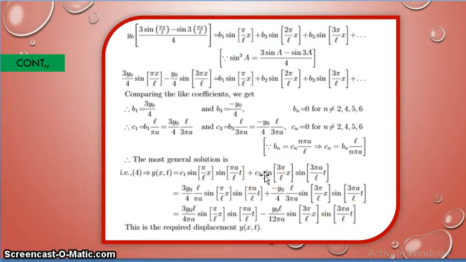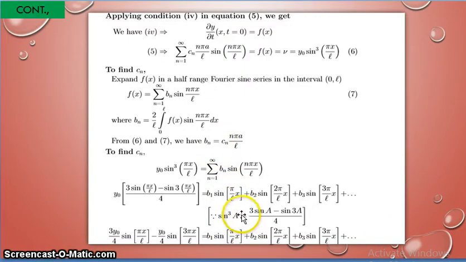So one more thing: we have to identify the given problem, so this is a very important one. So sin cube a is nothing but 3 sin a minus sin 3a, divided by 4. The important thing is that we know the sin 3a formula. So sin 3a equal to 3 sin a minus 4 sin cube a. So we can take 4 sin cube a from the LHS, equal to 3 sin a minus sin 3a, we take it through to the RHS, which gives minus 3 sin a. So here we get divided by 4. So this formula is very, very important for finding the solution of y naught sin cube of pi x by l.